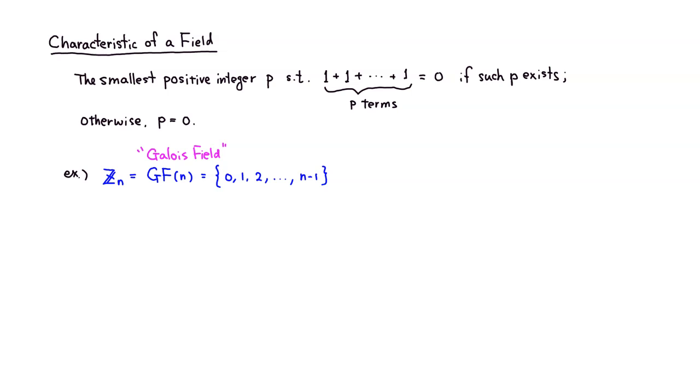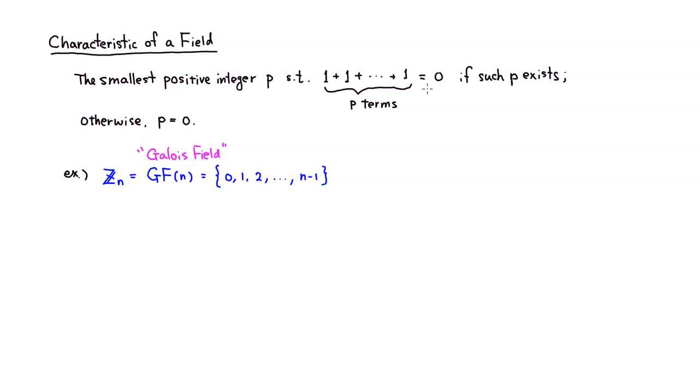All right, let's look at the characteristic of a field. The characteristic of a field is the smallest positive integer p such that you add 1 plus 1 plus, with p of those, p terms, and the sum becomes 0.